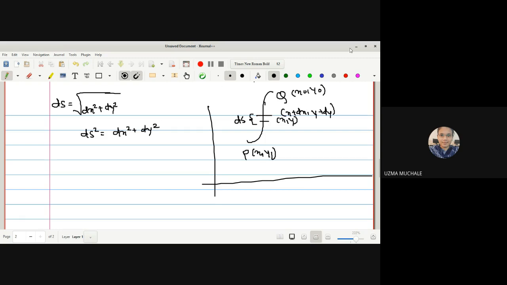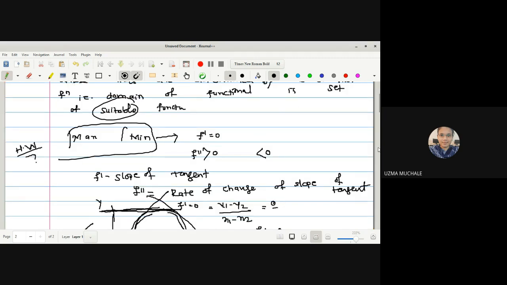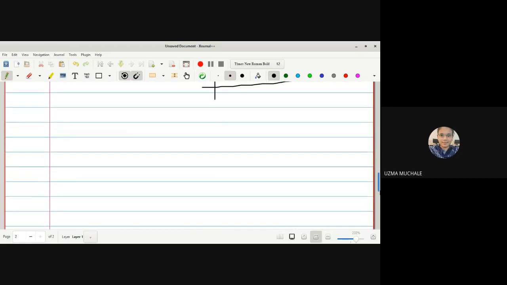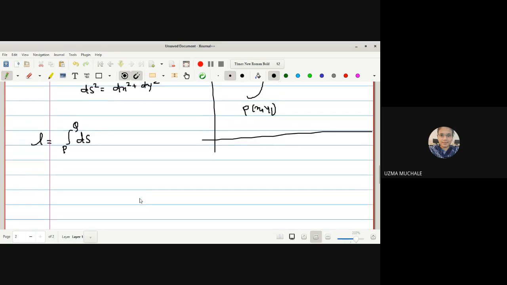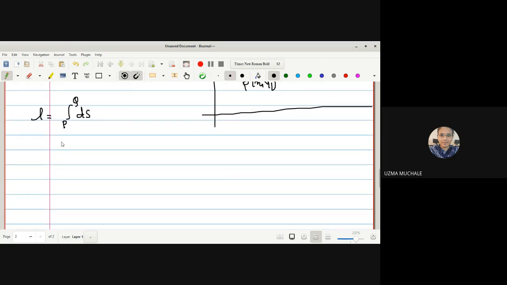Now the total length between the 2 points P and Q can be found with the help of an integration formula. We have found the very small distance between the two neighboring points with the distance formula. To find the whole length, I can denote it by L is equal to integration P to Q of ds. This describes the total length of the path from point P to Q, which I can write as integration P to Q of under root of dx square plus dy square.